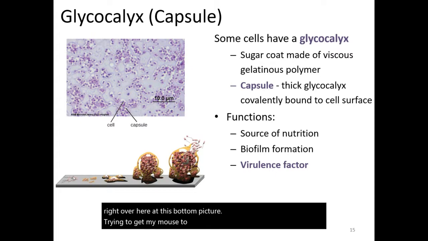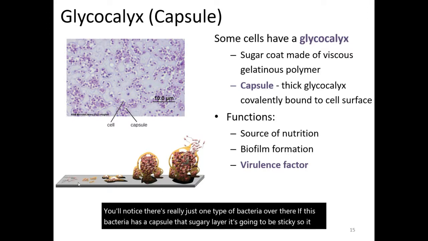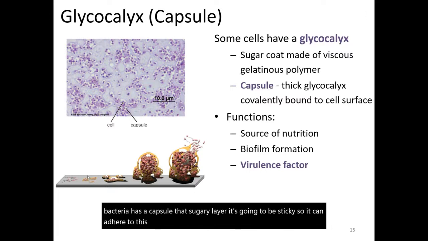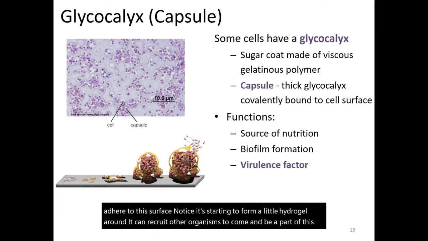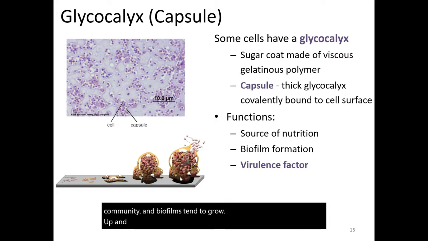There we go. So if you look at the far left of this little microscope slide, is what it looks like to me, you'll notice there's really just one type of bacteria over there. If this bacteria has a capsule, that sugary layer, it's going to be sticky. So it can adhere to this surface. Notice it's starting to form a little hydrogel around it. Okay? It can recruit other organisms to come and be a part of this community. And biofilms tend to grow up and out. Okay, so notice how it's getting bigger and bigger over time.